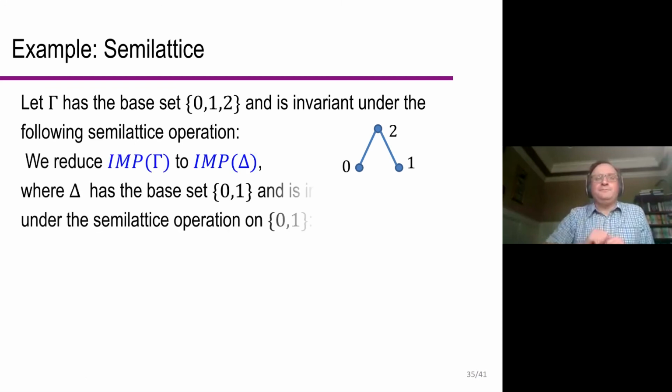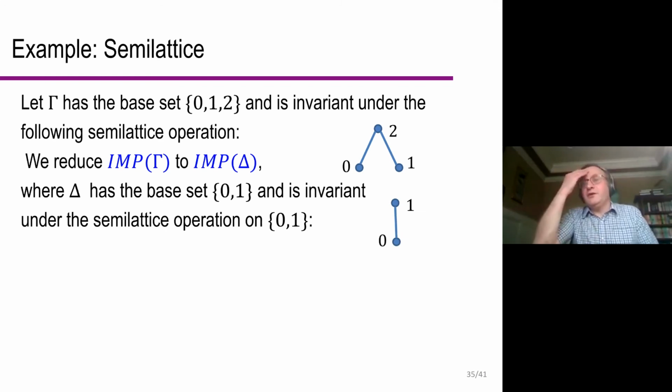Okay? I will reduce IMP of gamma to IMP of delta, where delta is, again, a certain constraint language, whose base set is 0, 1, and it's invariant under the semilattice operation on 0, 1 given by this, which, if you think about it, is just disjunction, right? 0 times 1 is 1, according to the same rule, so that's just disjunction. How do we do that? We do it as follows.